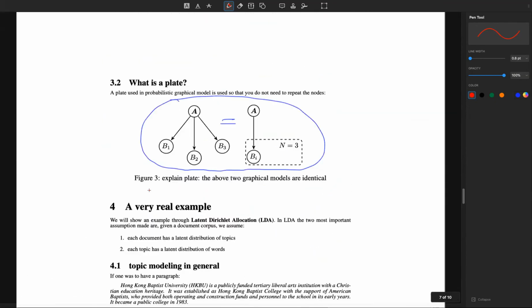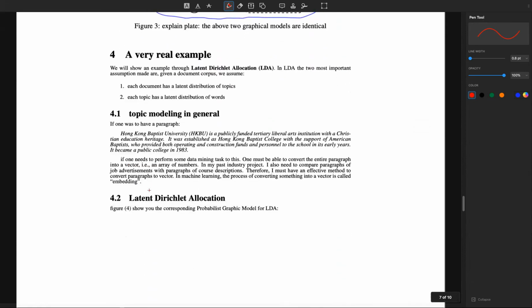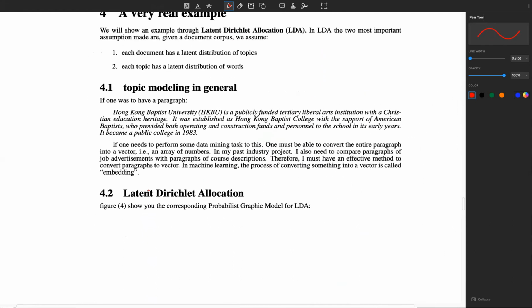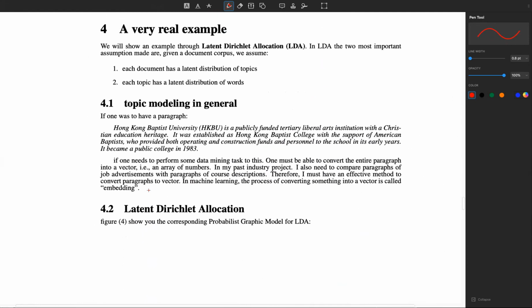Okay, so the last one I wanted to show you is a real example. This is a paper written by David Blei, who's a very famous researcher in statistical machine learning. LDA has been around for a very long time. The paper was published in 2003. I think it was published from his PhD thesis. And this particular approach was the go-to approach to do unsupervised document clustering.